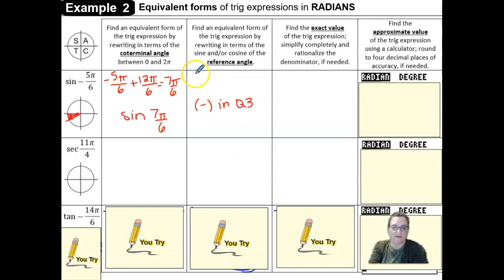So the reference angle of 7 pi over 6, we're headed to the closest x-axis, which is 6 pi over 6, and 7 pi over 6 minus 6 pi over 6 is a pi over 6 reference angle. So I know it's negative in quadrant 3, which makes this equivalent to negative sine of pi over 6.